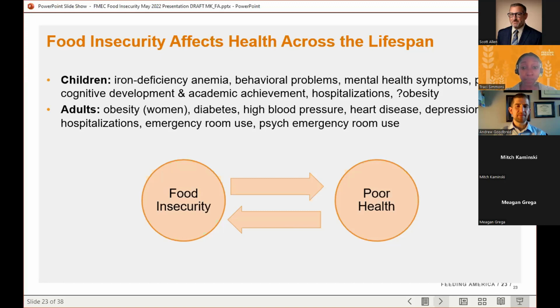And as folks are aging, we know that there are chronic health conditions like diabetes, high blood pressure, heart disease, et cetera, that deeply impact and are very much connected to the quality of food that folks are able to access. And so food insecurity contributes to poor health. Poor health can oftentimes contribute to food insecurity.